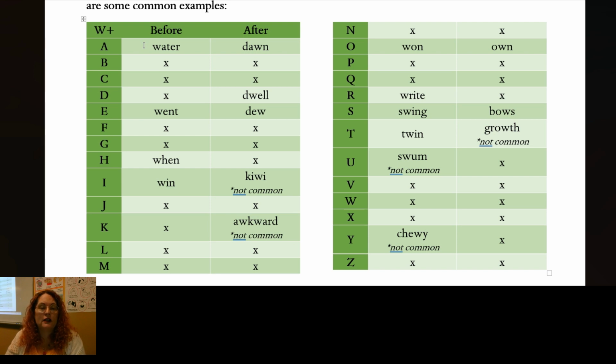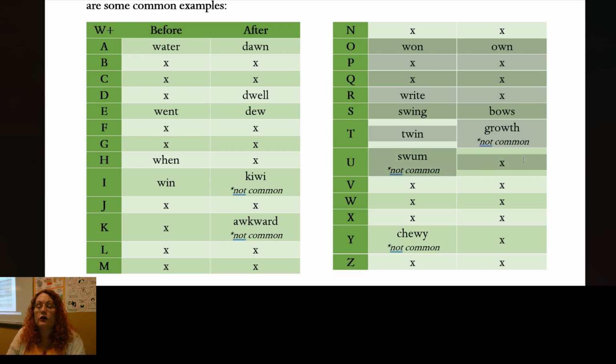W mostly combines with vowels. For example, with A, as in water or dawn. It can combine with a D, though, as in dwell. With E, as in went or dew. With H, as in when. With the vowel I, as in win or kiwi. With K, as in awkward. More commonly with O, as in one or own. With R, as in right. With S, as in swing or bows. With T, such as twin or growth. And you'll notice the T here is a TH digraph. With U, as in swum. And with Y, as in chewy.